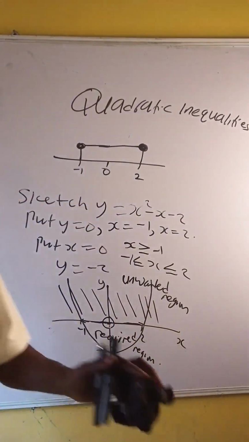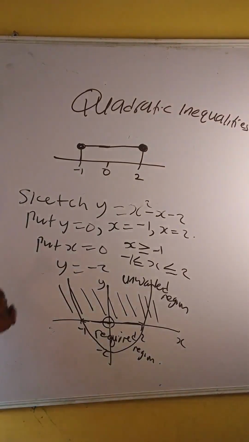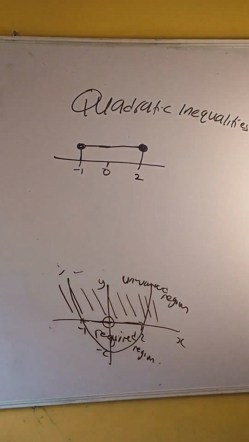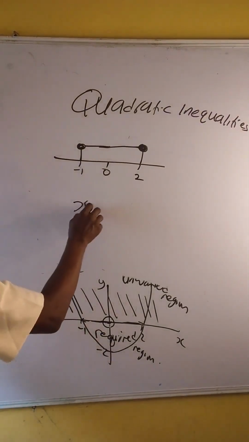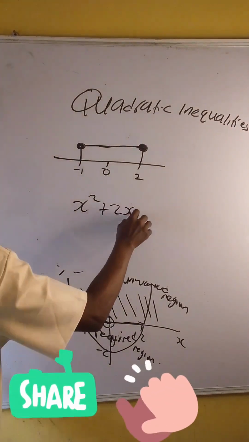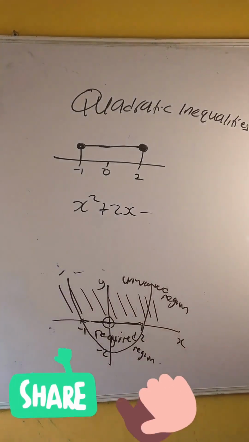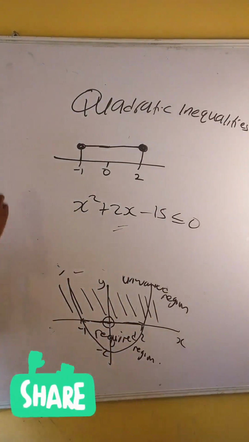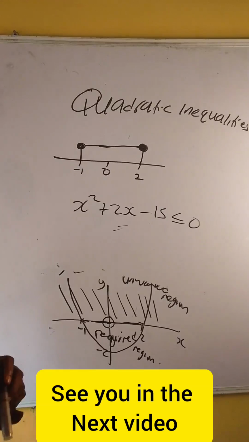So this is okay. I will give you something to do here. You can try this on your own. If you can do this, see how that works. So we have x squared plus 2x minus 15 less than or equal to 0. You can graph this and represent it on a number line.